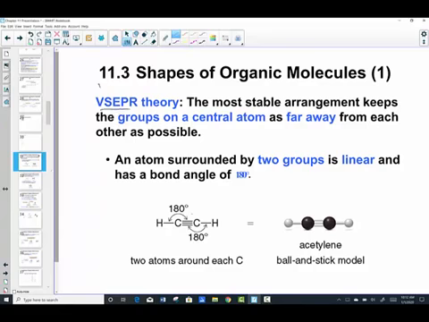Remember that VSEPR stands for the valence shell electron pair repulsion theory. And really what it's telling us is that the most stable arrangement for atoms around a central atom is to be as far apart from each other as possible to maximize bond angles.